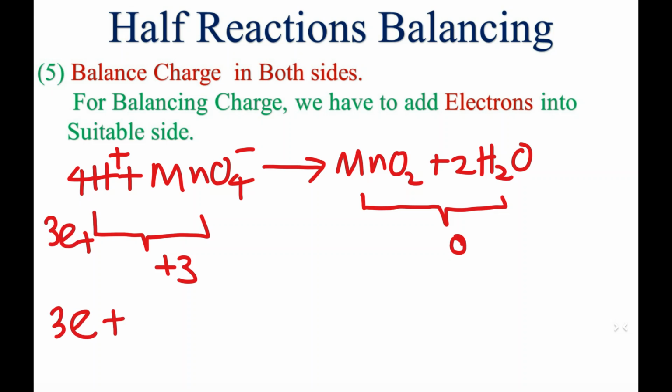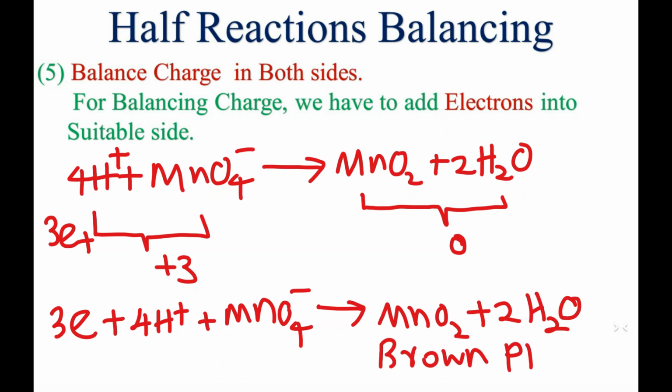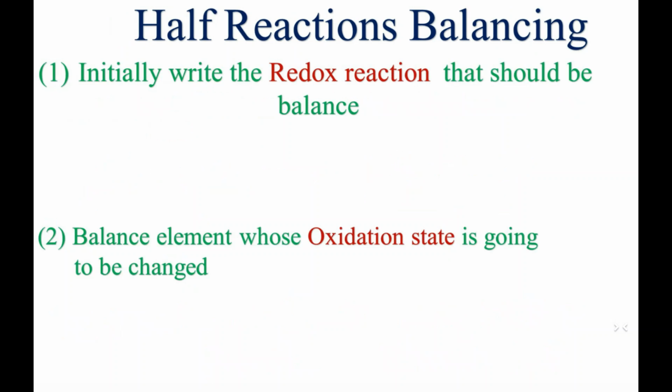3 electrons plus 4H plus and MnO4 minus becomes MnO2 precipitate and 2 H2O molecules. We know the color of MnO2 is brown. It is a precipitate. And MnO4 minus is a purple solution. Now we need to consider IO3 minus.